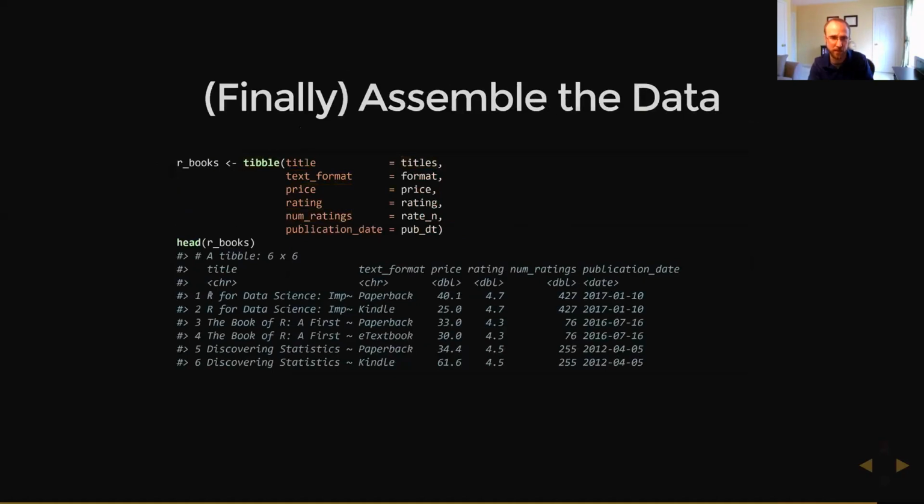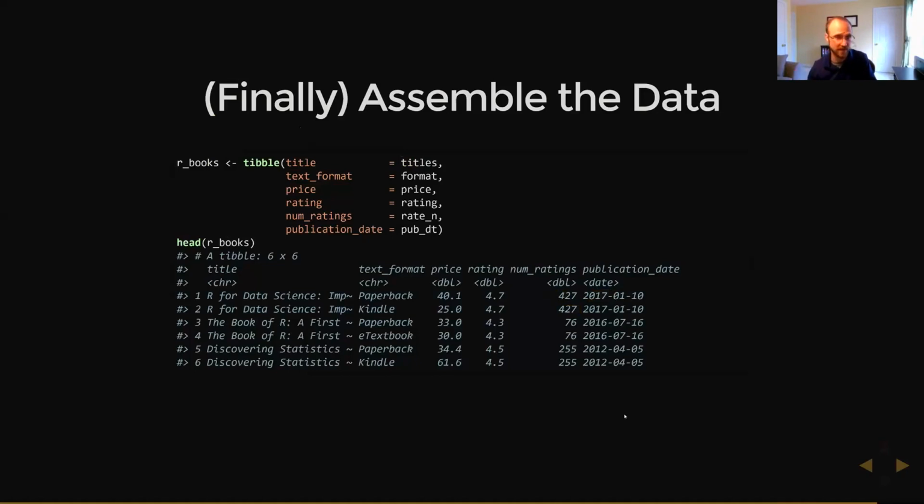Now you can see, let's give an example, R for Data Science. You can see there's a paperback version and a Kindle version. You have the different price. So the paperback's $40, the Kindle's $25. They have the same rating. They have the same number of ratings. And then they have the same publication date. And that's exactly what we wanted to see here. So now we have a data set that we can analyze as we see fit.